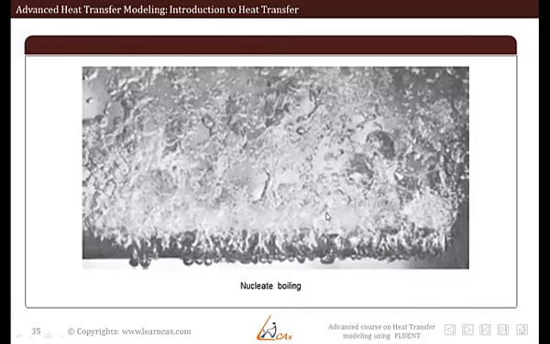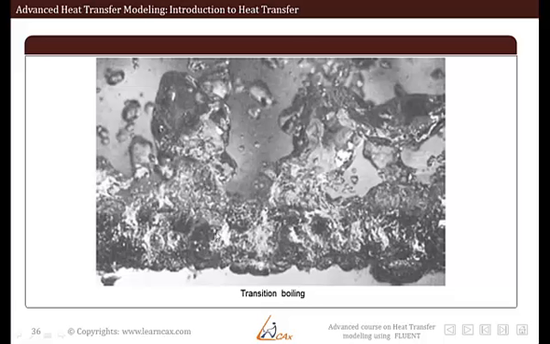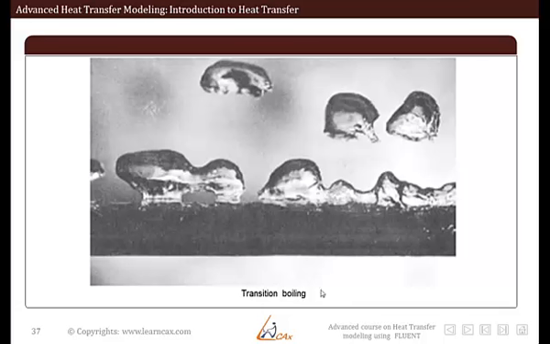If you want to look at it in more detail: nucleate boiling, formation of bubbles at preferential sites, detaching from the surface and rising into the liquid. Transition boiling, where there are columns of vapor present, and this is a much more accelerated form of boiling. And then we have film boiling, in which the surface itself is covered by a vapor film.